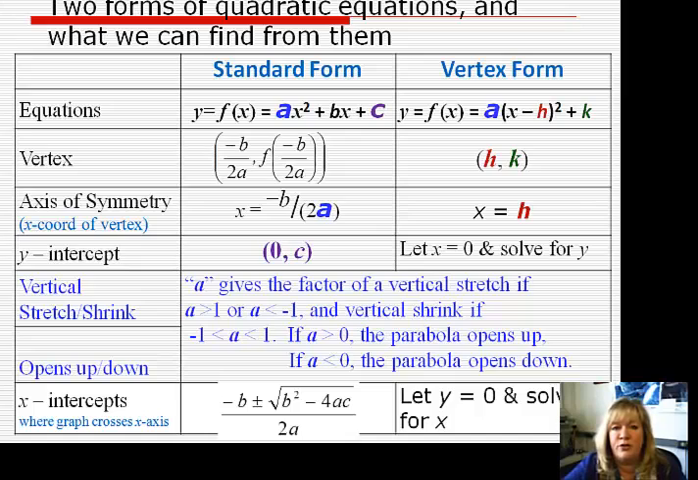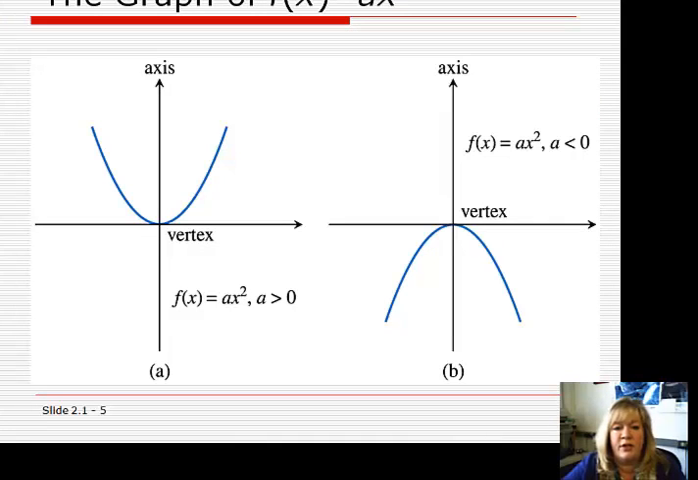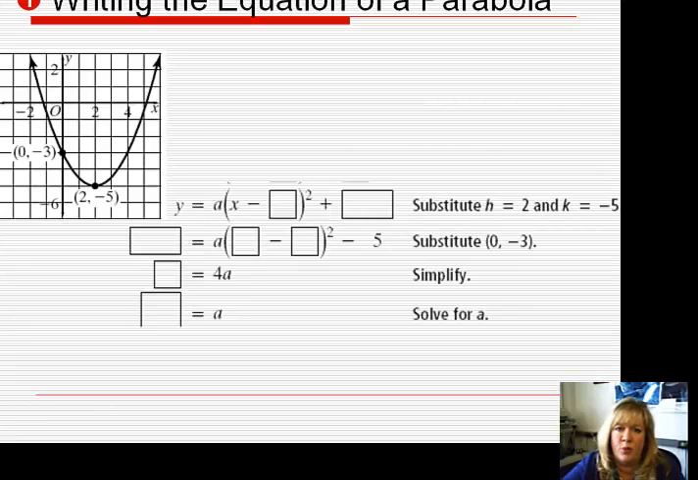Let's go on and do some examples of how to use these. First off, this picture's not on your notes, but it shows you that if you have a positive x squared, it's going to open up. If you have a negative x squared, it's going to open down.